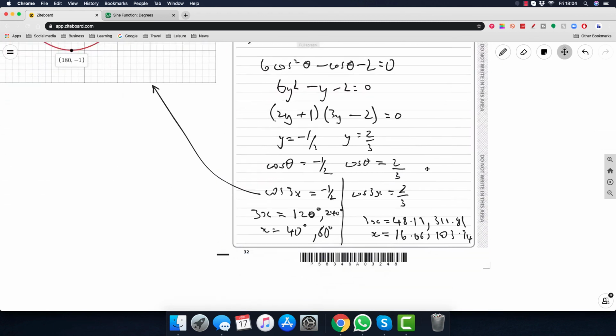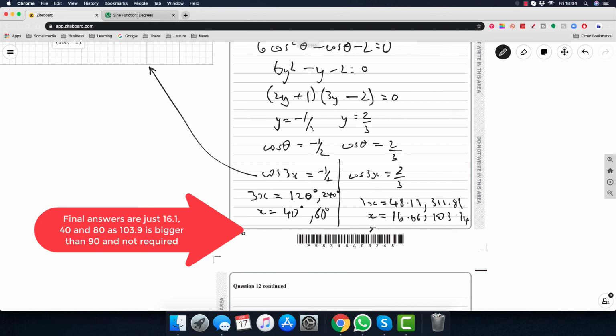And I just need to go and check what they want us to round it to. It says 1 decimal place, so it's good that I did more than that, and then we can easily just round these.